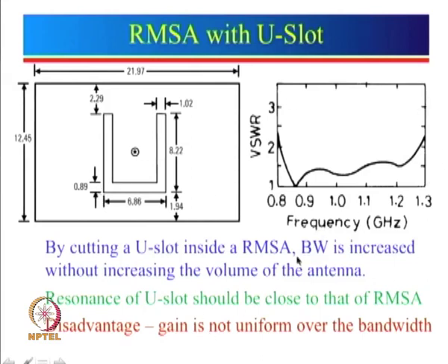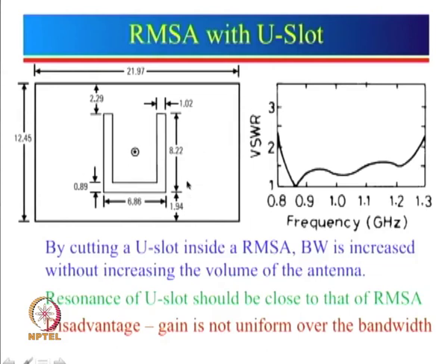So, we also got carried away, a lot of other things have been done here. Instead of using a U slot, we also use a V slot. Instead of using one U slot, two U slots were used to get even better bandwidth, and a lot of slots were cut in between. There were toothbrush slots and many other things that had been reported.